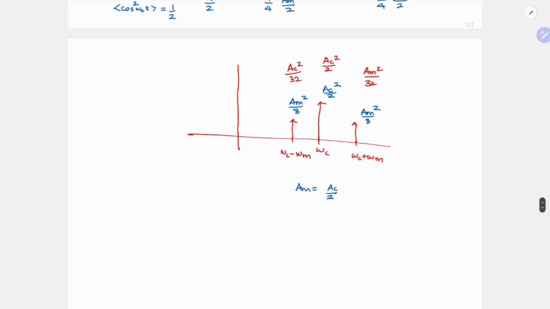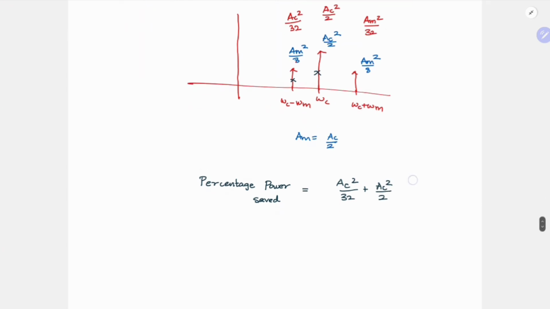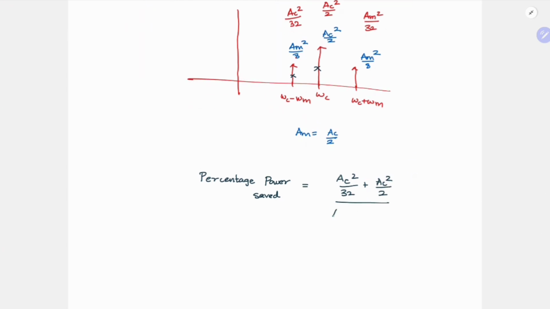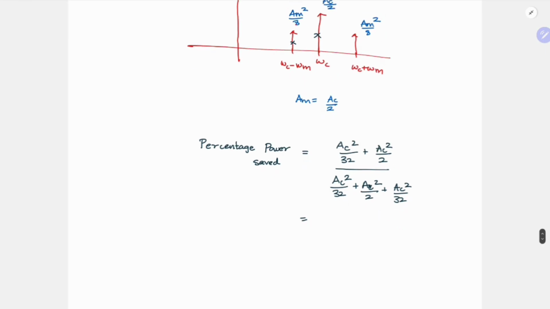So what is the total power saving you get by suppressing these two bands? Let's say these two are not there. What is the total power saving? We want it in terms of percentage, right? So percentage power saved is equal to how much we are saving. We are saving A_C square by 32, this is A_C, right? So A_C square by 32 plus A_C square by 2, on top of the total power. Total power is A_C square by 32 plus A_C square by 2 plus A_C square by 32. A_C square we can cancel, and percentage you can put as 100%.